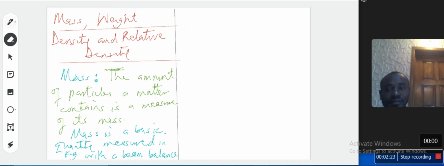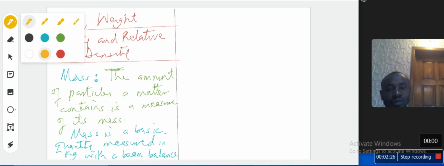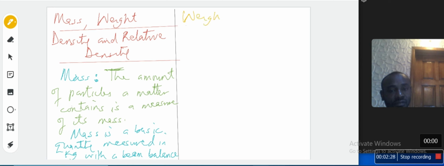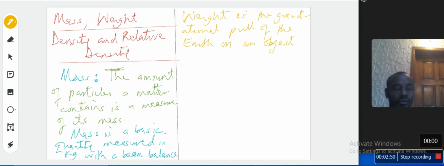Now, what's weight? Weight itself is a force. Weight is the gravitational force or gravitational pull of the earth on an object. The gravitational pull of the earth on an object is the weight of that object. So weight is a force because pull is about force.